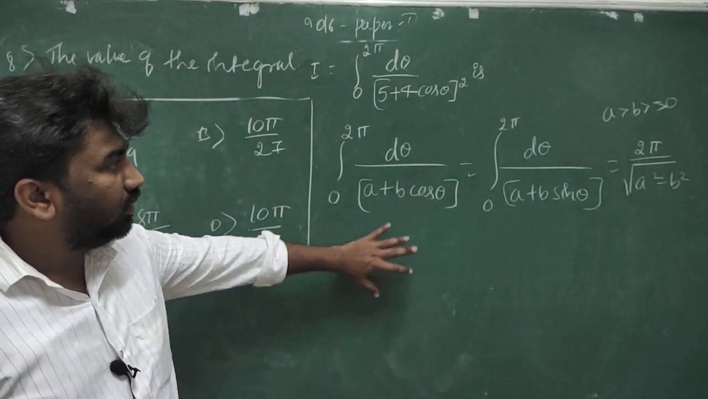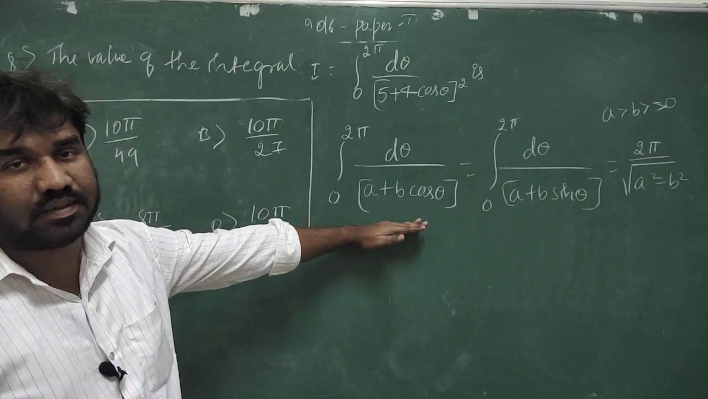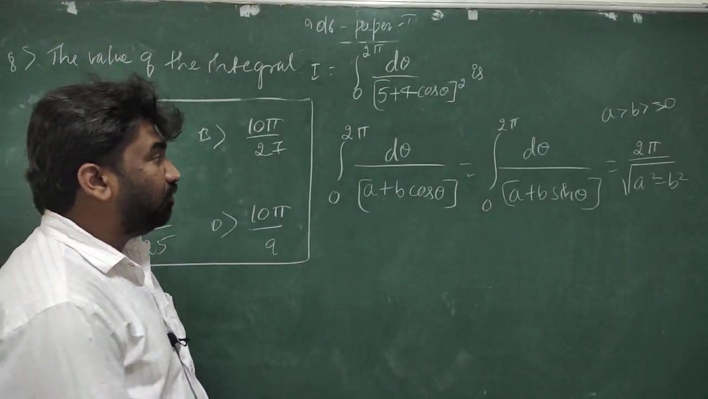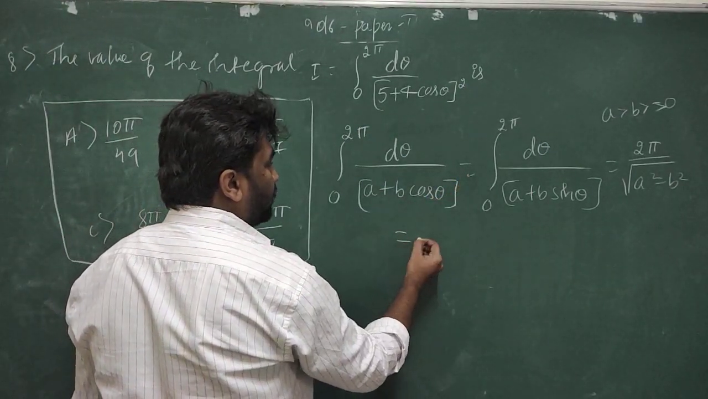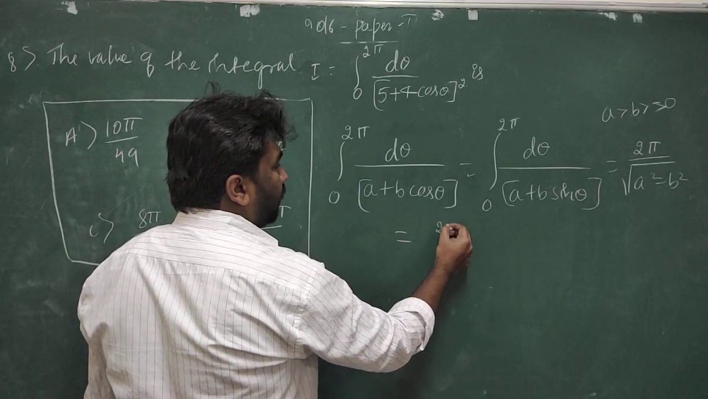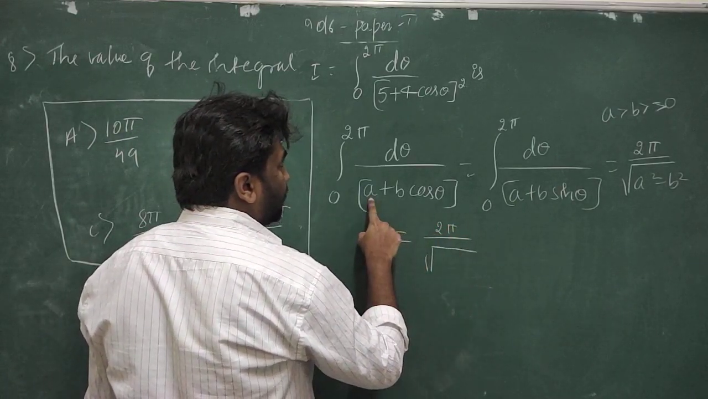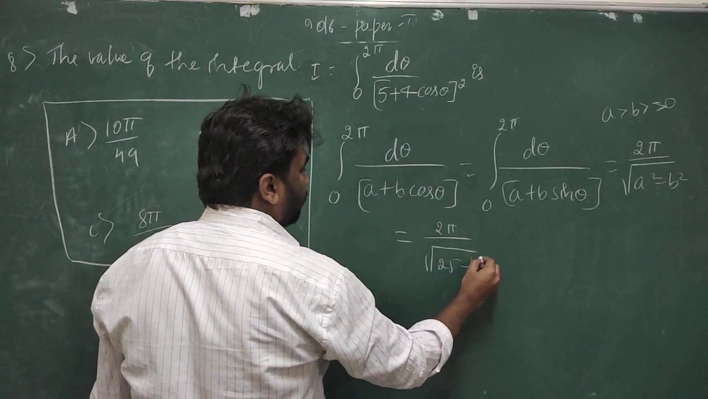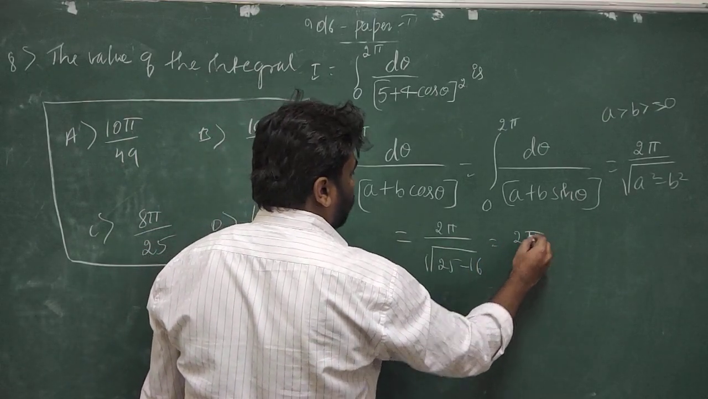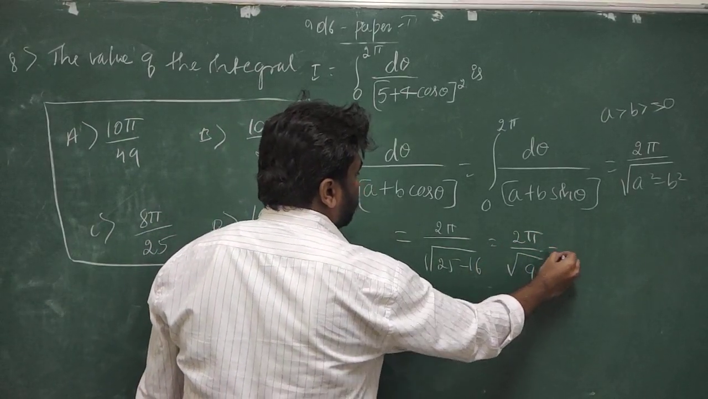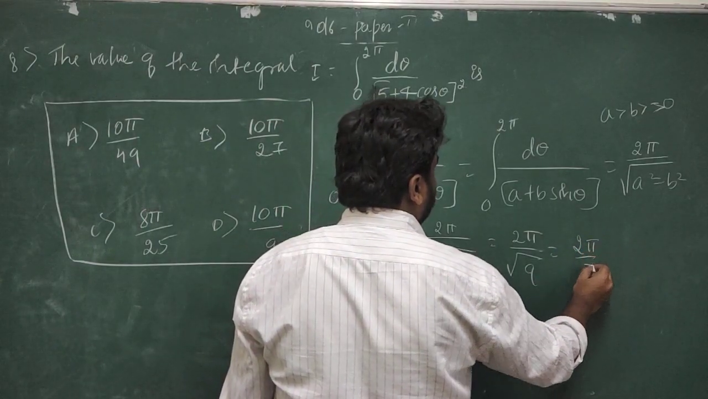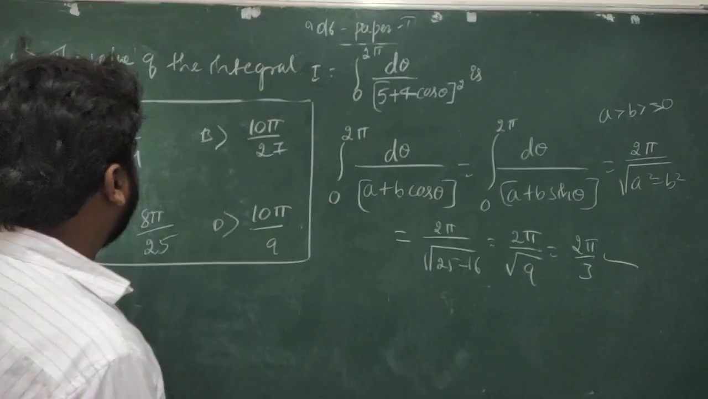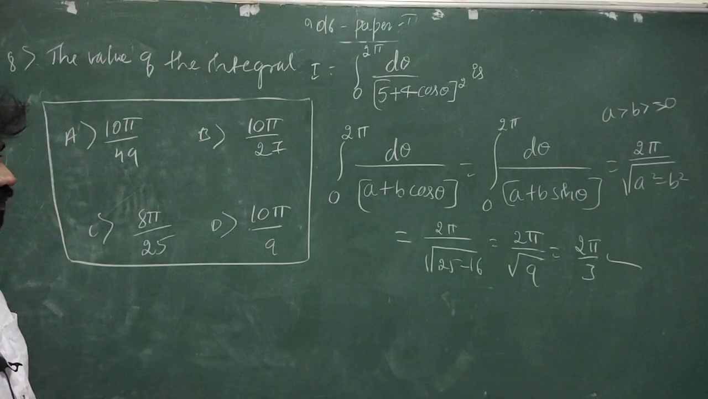Okay, if the function is like this, but in our function it is squared. If there is no square here, then our answer is 2 pi divided by square root of a square, meaning 25, minus b square, meaning 16. So 2 pi divided by root 9, which is equal to 2 pi by 3. But there is no such option here.